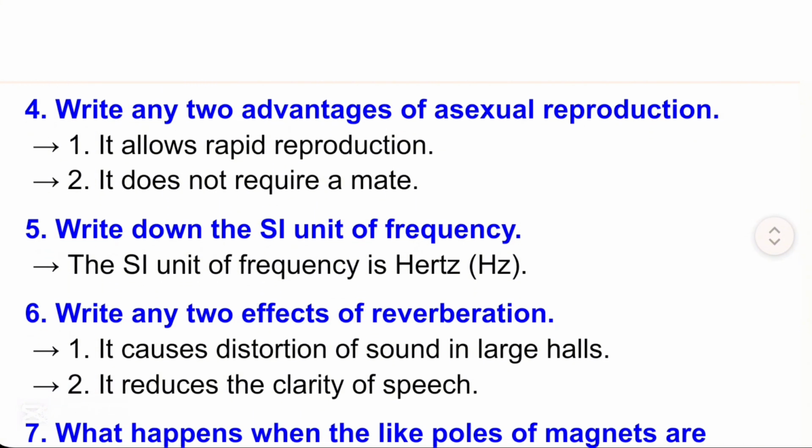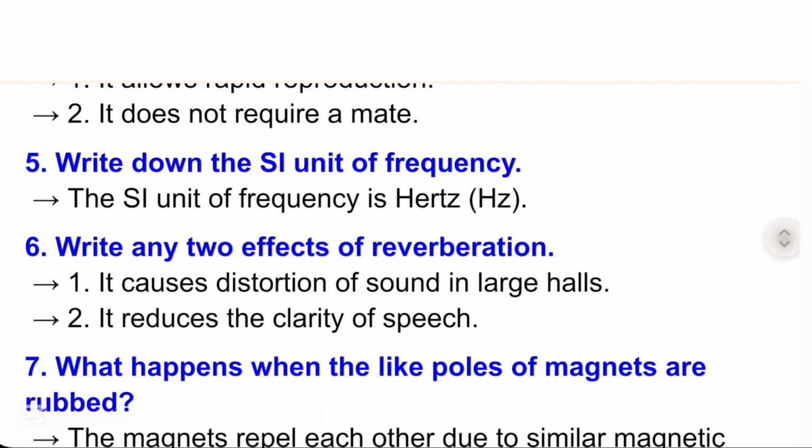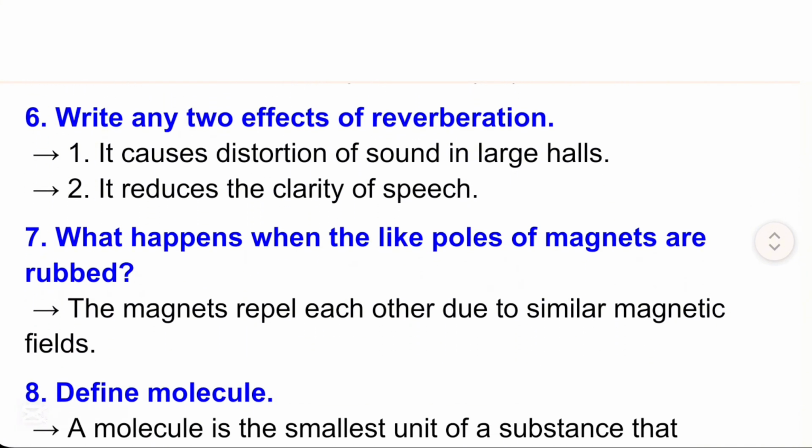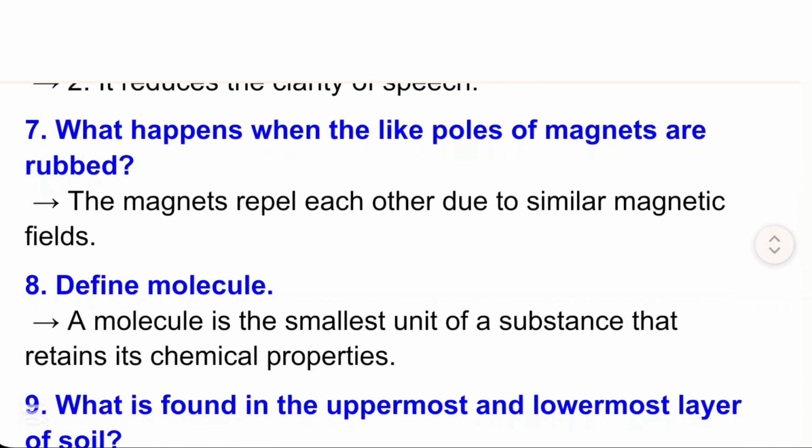1. It allows rapid reproduction. 2. It does not require a mate. 5. Write down the SI unit of frequency. The SI unit of frequency is Hertz, Hz. 6. Write any two effects of reverberation. 1. It causes distortion of sound in large halls. 2. It reduces the clarity of speech.